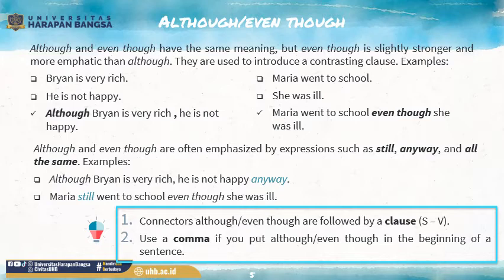Next, pada kalimat yang kedua atau contoh yang kedua kita punya kalimat Maria went to school even though she was ill. Kita bisa perkuat contrasting ideas ini dengan menggunakan kata still, tetap ya. Jadi kalimatnya menjadi Maria still went to school even though she was ill. Maria tetap pergi ke sekolah meskipun dia sedang sakit.